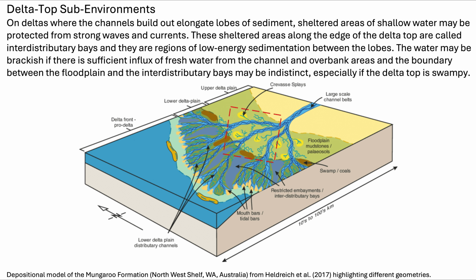On deltas where the channels build out elongate lobes of sediment, sheltered areas of shallow water may be protected from strong waves and currents. These sheltered areas along the edge of the delta top are called interdistributary bays, and they are regions of low energy sedimentation between the lobes. The water may be brackish if there's sufficient influx of fresh water from the channel and overbank areas, and the boundary between the floodplain and the interdistributary bays may be indistinct, especially if the delta top is swampy.